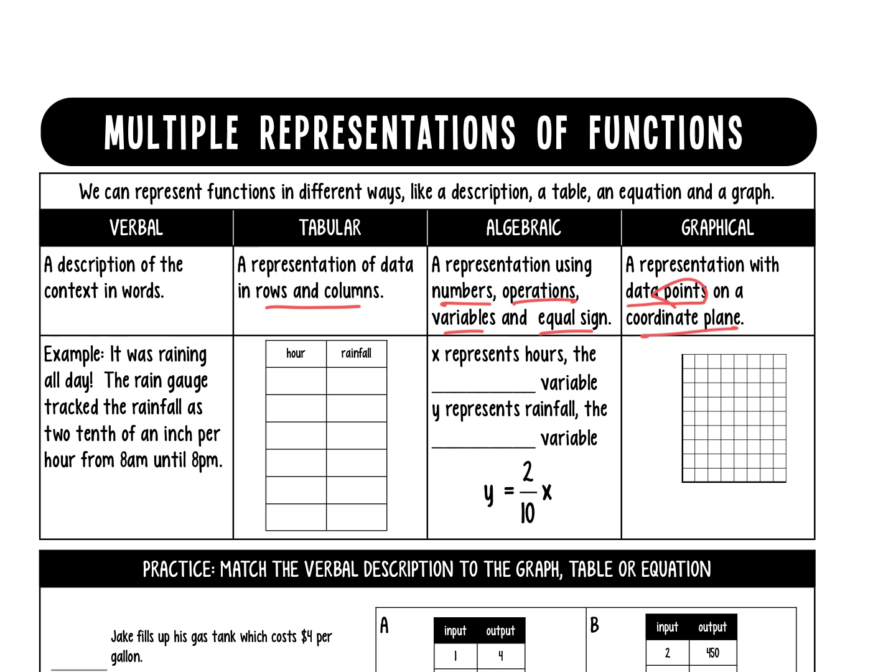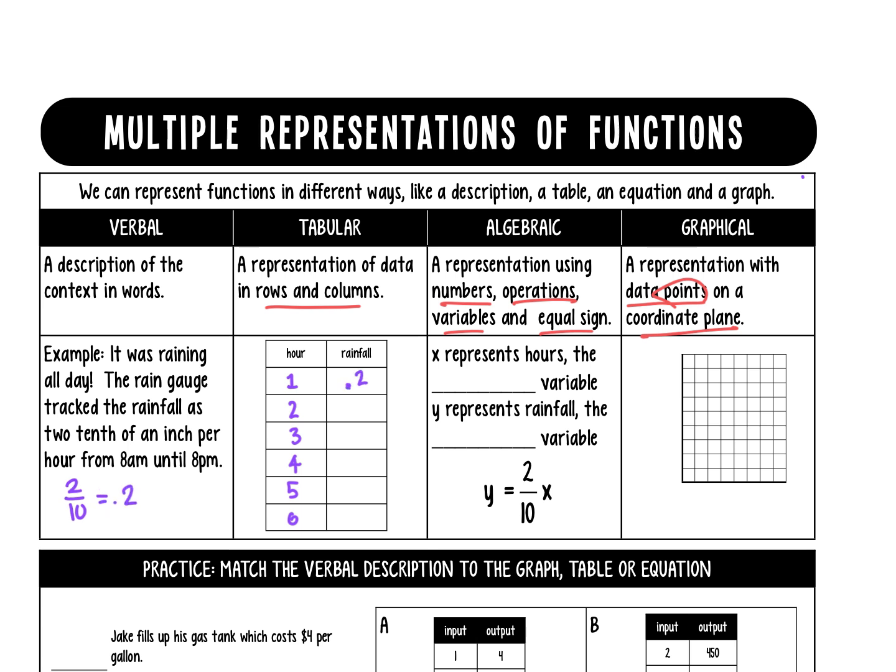So our example here, our description is, it was raining all day. The rain gauge tracked the rainfall as 0.2 of an inch per hour from 8 a.m. to 8 p.m. So if I want to make a table, I see that I'm going to count up by whole units of hours. So in my first hour, it was 0.2. I can write this as a decimal like this.